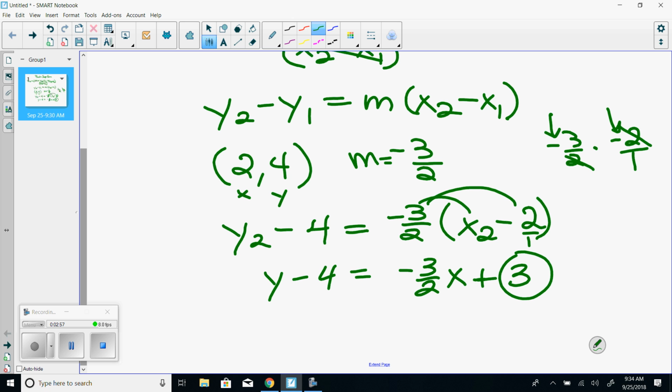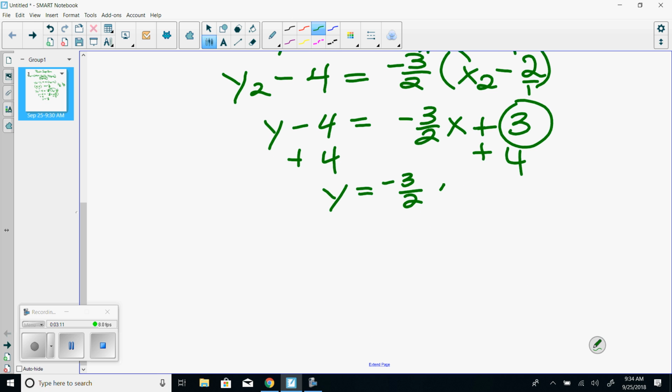Okay? So now all I have to do to come up with the equation of a line is to add 4 to both sides. And I end up with y equals -3/2 x plus 7. There's my equation of a line.